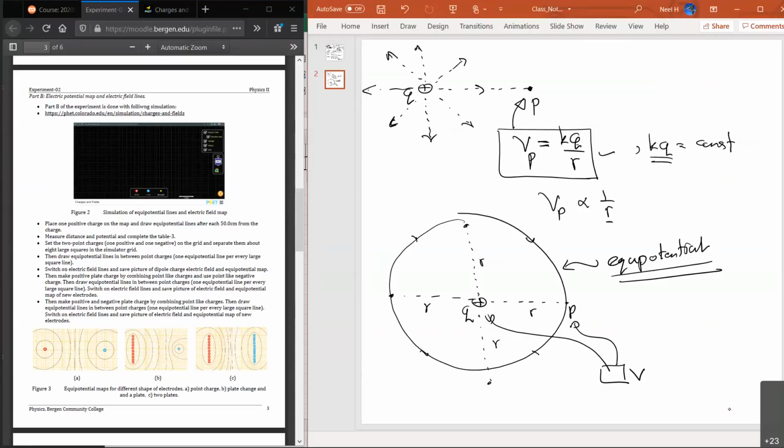Everybody knows the potential is the work done. We will use the idea of the work done, which you've done in Physics 1, to develop that equation tomorrow. Until then, we will use the equation directly here. Any questions so far?